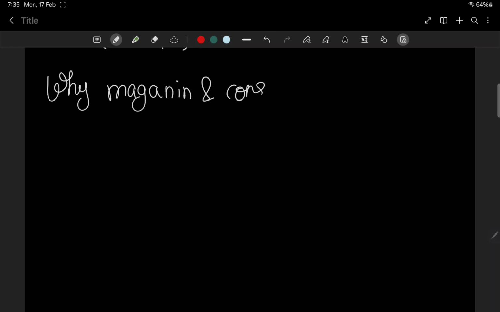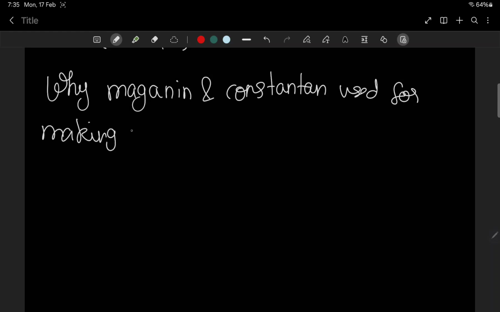Now I'm asking you something. There's a question for practical physics also. Why are manganin and constantan used for making resistors, standard resistances?